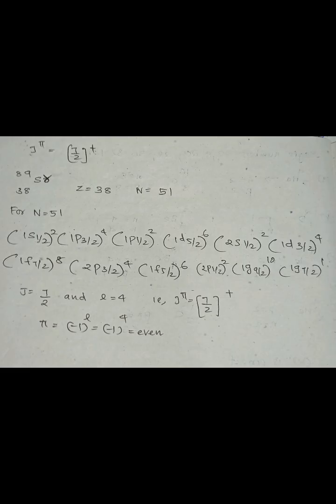As it is the g orbit, we can write L is equal to 4. Then the parity is pi equal to (minus 1) raised to L, that is (minus 1) raised to 4. This is even parity. So we can write j pi is equal to 7/2 plus. So here for both the cases, j pi is equal to 7/2 plus. So the answer is option D.